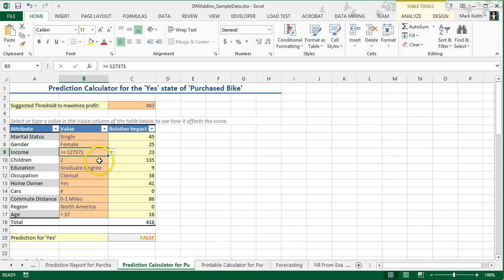Many of them do as well. Many of them do use a calculator like this, as they should. This gives you a much more objective way of making a decision. You're less likely to make bad decisions.